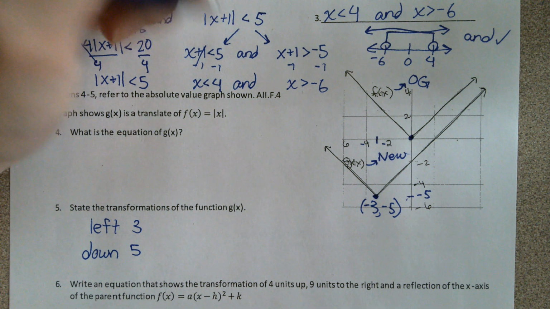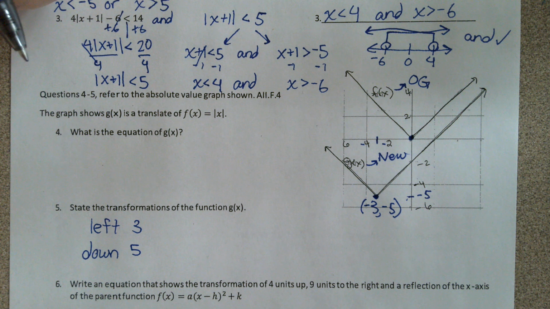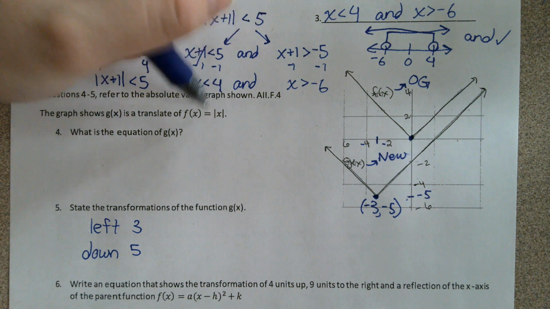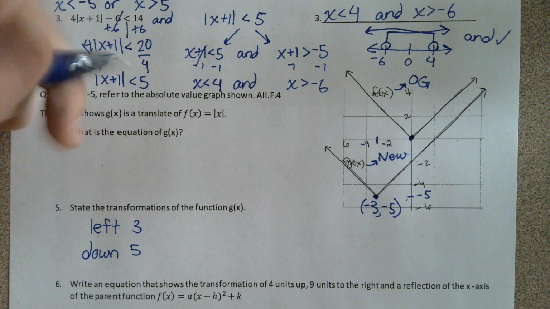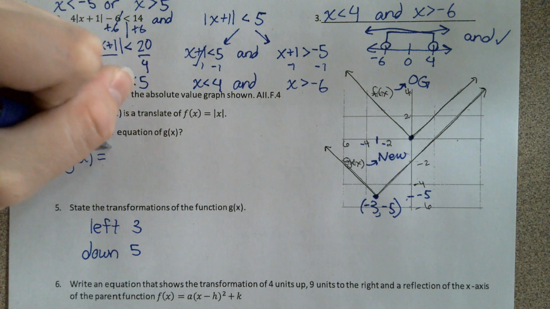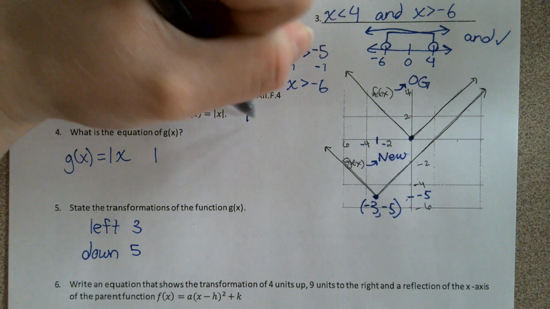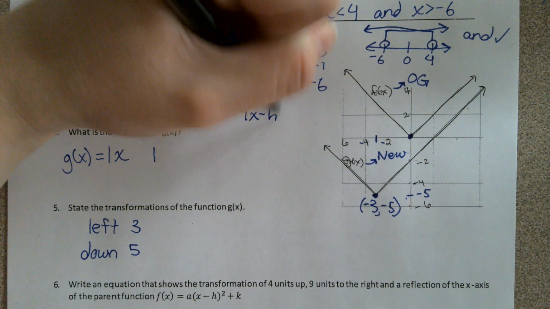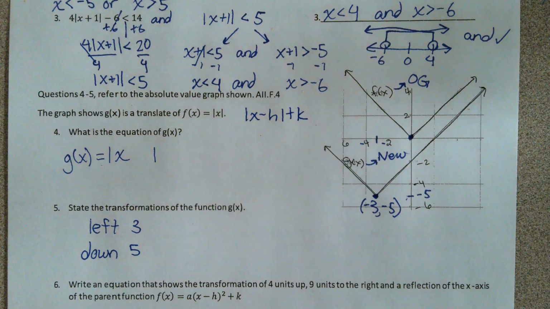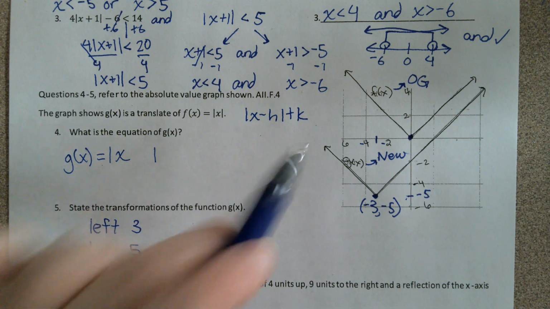From here, we can now answer number 4 a bit easier. What is the equation of g of x? It is going to look like the f of x, but it's going to have that transformation included. So g of x equals the absolute value of x. And to give you a little hint here, this is what it's going to look like, this form. I'll go ahead and tell you that I can tell a is 1 here, so we don't have to worry about the a. We just have to worry about the h and the k.